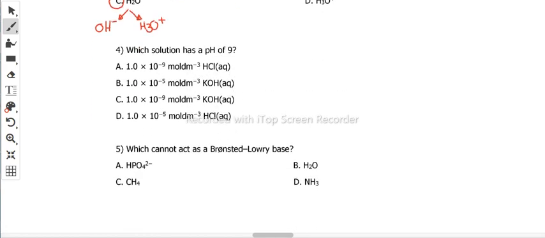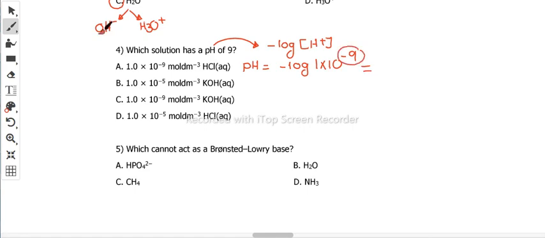Continuing with question number 4, which solution has a pH of 9? Here we need to remember that the pH is the negative logarithm of the concentration of hydrogen ion. Starting with A, we have 1 times 10 to the power of negative 9 mole of HCl. If I want to calculate the pH, it is negative logarithm of 1 times 10 to the power of negative 9. And since I have a 1, the power will be the pH. So the pH in this situation equals 9.